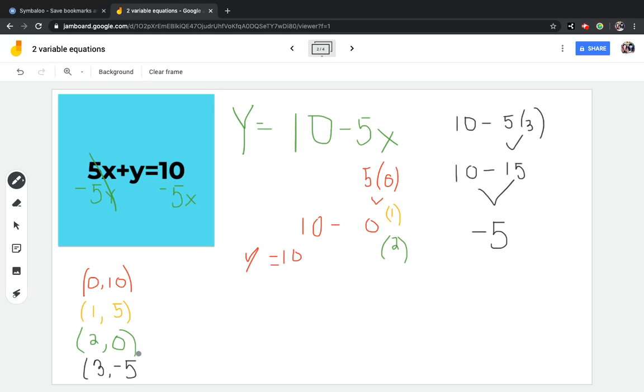And you can see the pattern from here. So if my x's are going by 1s, then my y's are going down by 5. So you can just assume through this pattern that we created that the next one would be 4, comma, negative 10.